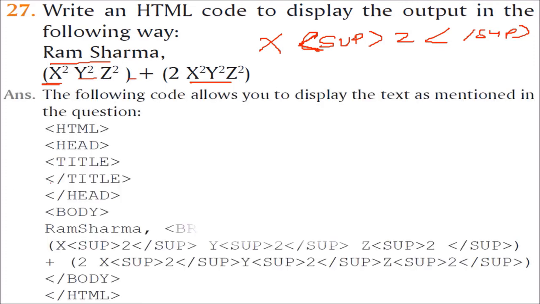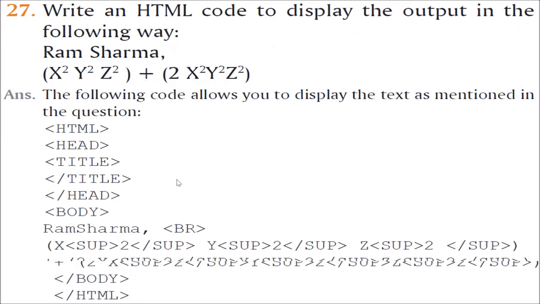So what we are going to do here is, we'll write Sham Sharma, then keep a break so that this comes in the next line, then the bracket start, X SUP 2 SUP end, the way I told you. Similarly we'll do it for Y, Z, and then we'll end this bracket, then a plus sign, then a round bracket start, and the same stuff.